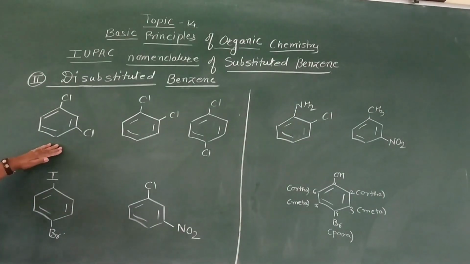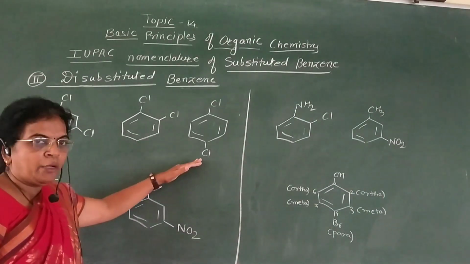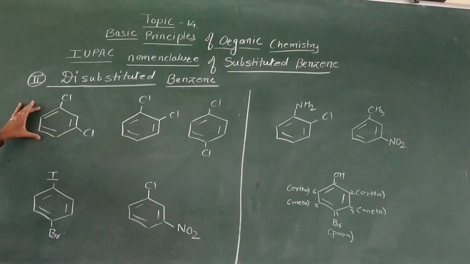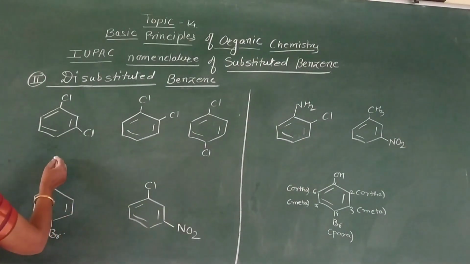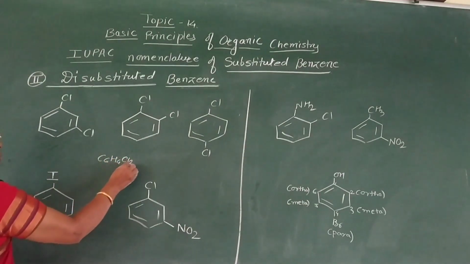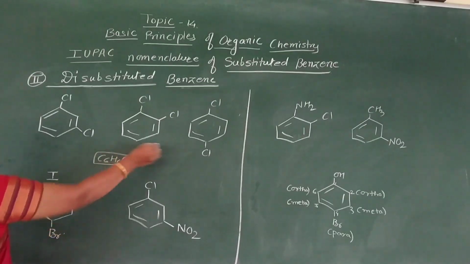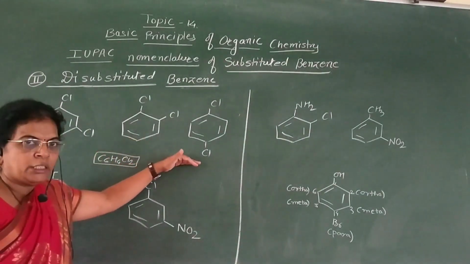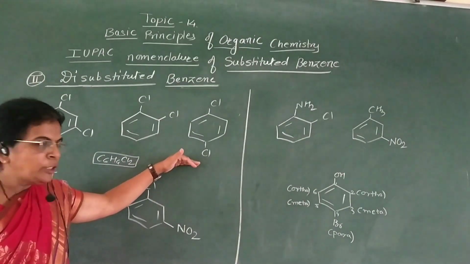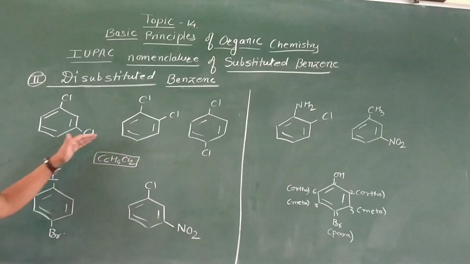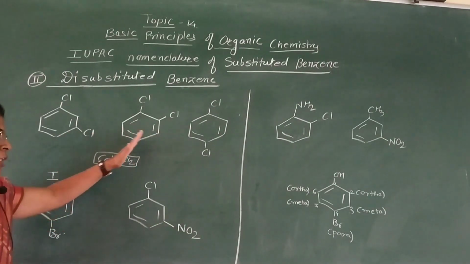Now in this case, these are 3 isomeric forms of dichlorobenzene. That is, the molecular formula of these 3 compounds is C6H4Cl2. That is, all 3 compounds have similar molecular formula, but their structural formula is different. Therefore, they are isomers of each other. Now here, the position of chlorine is changed in each case.